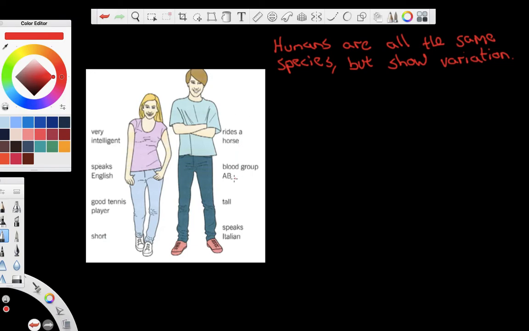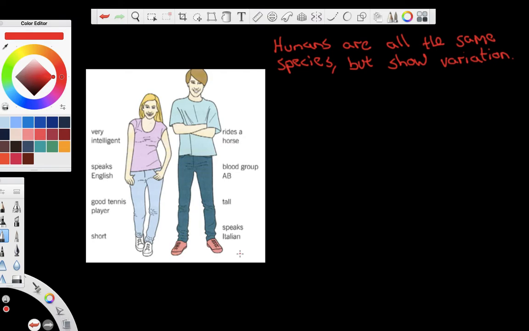Some examples of variation are shown on the diagram. The fact that you have a different blood group from somebody else makes you different. That gives you variation. Some are tall, some are short. That gives you variation. We speak different languages. That is an example of variation. Some are good at some things than others. Therefore, that is a form of variation.